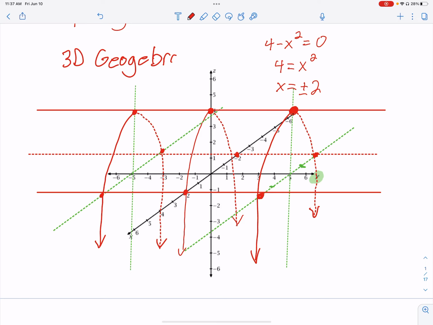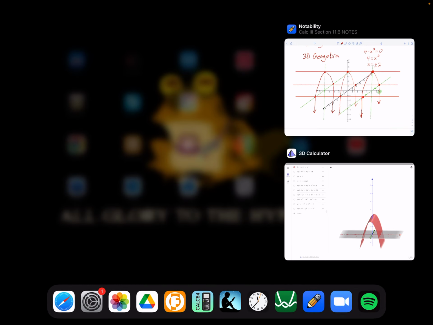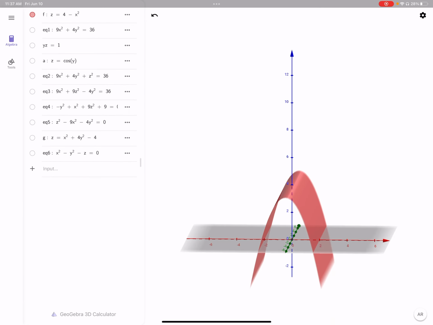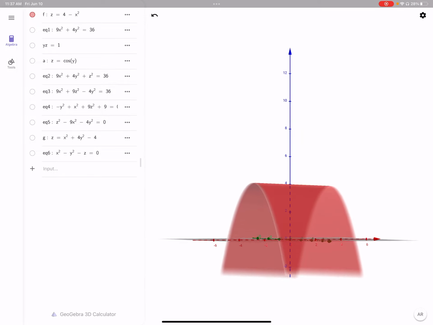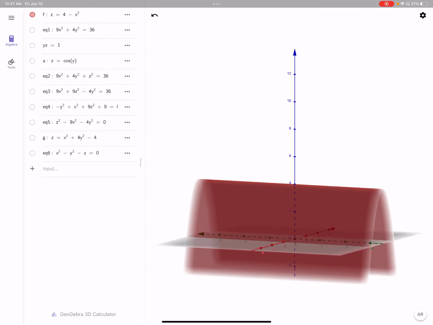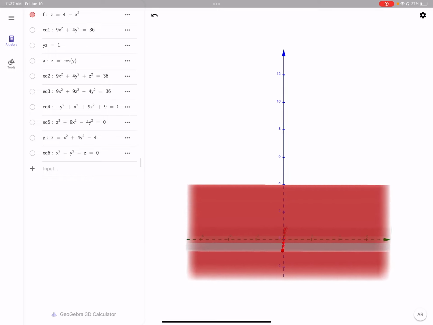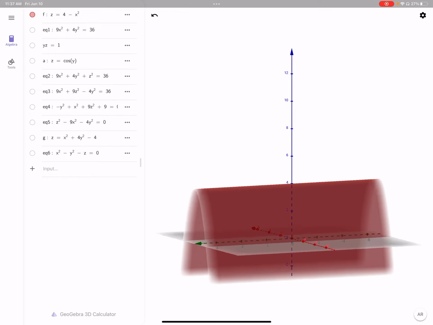GeoGebra. I'll show you what that looks like. I think I spelled that right. My spelling has been ruined with texting. So here's our shape in 3 dimensions. You can see it a little better there. It extends that parabola in the Y direction.